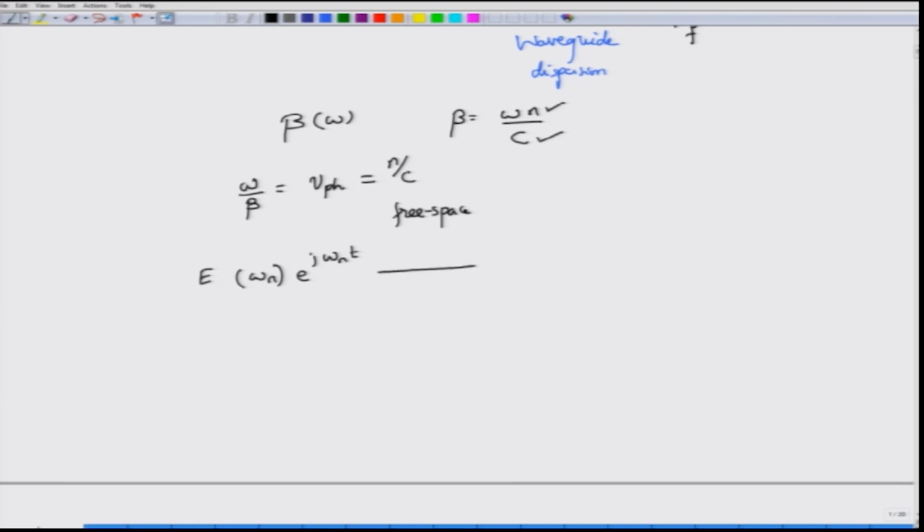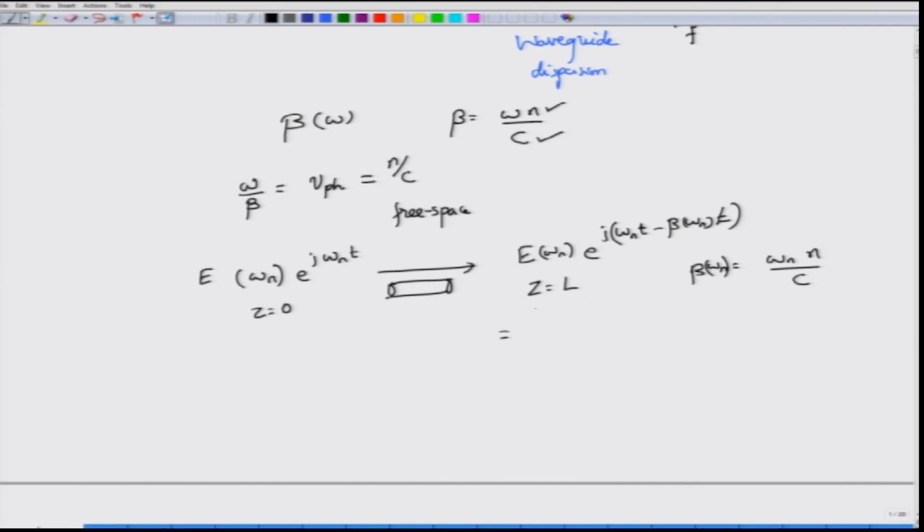Okay. When you launch this one, so this is at z equal to 0, and after propagating a length of z, okay, this is the length of propagation z equal to L, the frequency component arrives here with a phase shift omega n t minus beta of omega n into L. Okay. However, what is beta of omega n? Beta of omega n is the function of beta for a given value of omega n, and this is simply given by omega n into n by c. This omega n is the nth frequency component that I am considering, some frequency component.